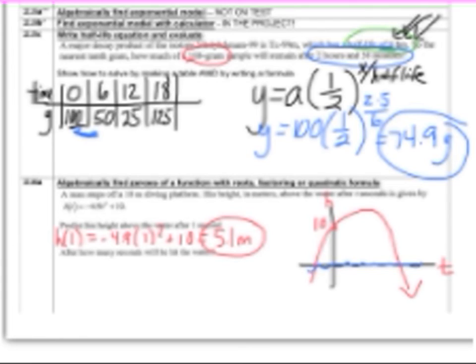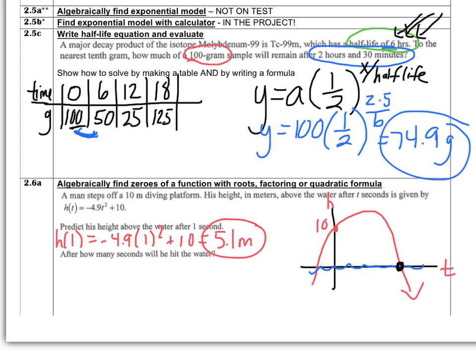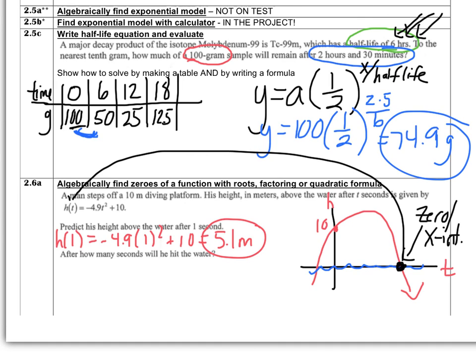The next part here asks, after how many seconds will he hit the water? So if we look at this on the graph, he's going to hit the water right here. So if you take a look at that, that is called the zero, or the x-intercept of the parabola. So we can find the zeros of a parabola by either factoring or doing the quadratic formula or solving it. So they want to know when the height is 0. So what I'm going to do is come into here and make the height 0. So if that's 0, if I look at this equation, I can actually solve this by doing just basic algebra.